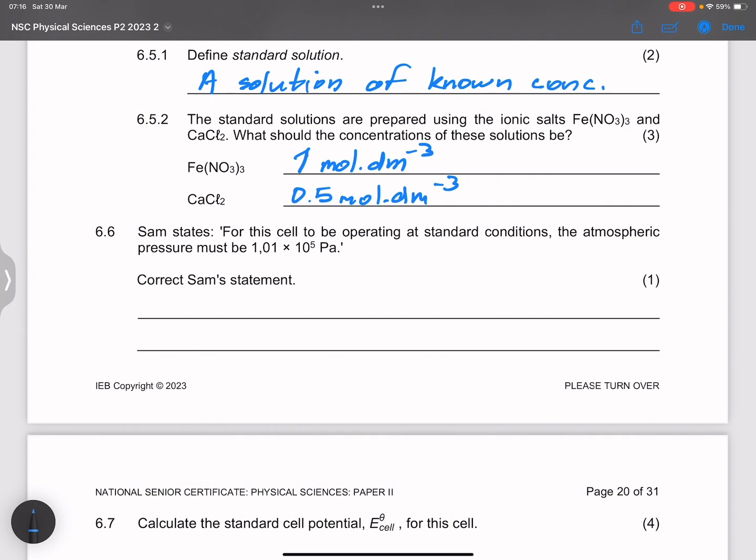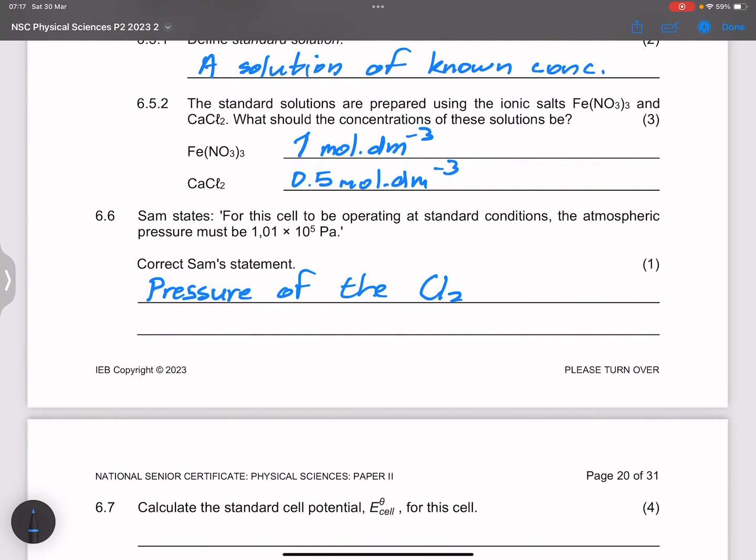They say for this cell to operate at standard conditions, the atmospheric pressure must be 101. No, it's actually not the atmospheric pressure. It must be the pressure of the gas that is used. So they say correct the statement. It must be the pressure of the gas, what was the gas that we used there? It was chlorine gas. It must be 101 or 1.01 times 10 to the power 5 pascals. Please keep that in mind.